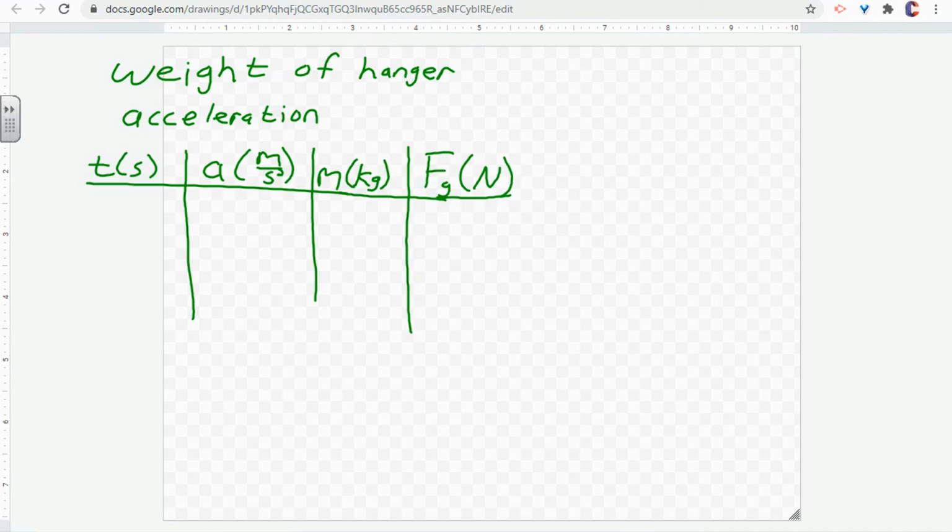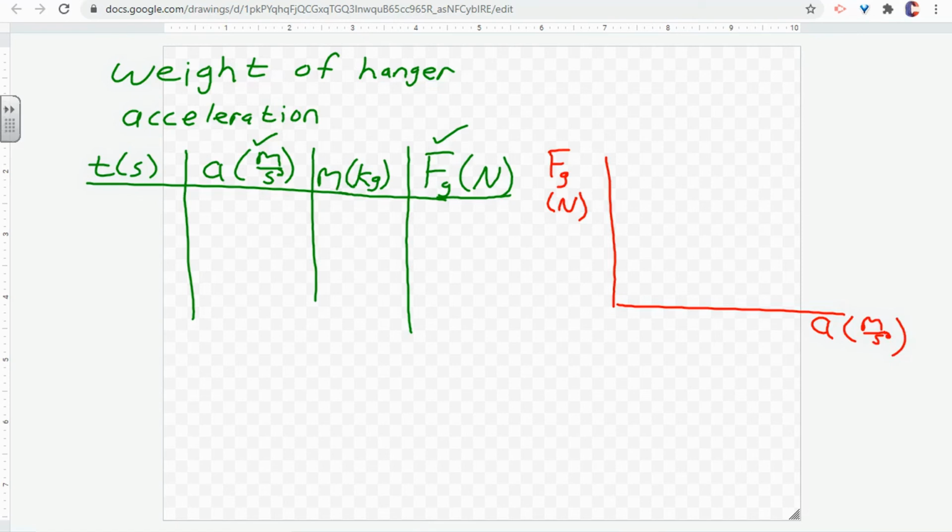And what you are going to graph are these two columns. You are going to create a graph with the weight of the hanger on the y-axis and acceleration on the x-axis. The reason for that is when we graph it this way, the slope has more meaning to us. It's easier to figure out the meaning of the slope when we graph it in this fashion.